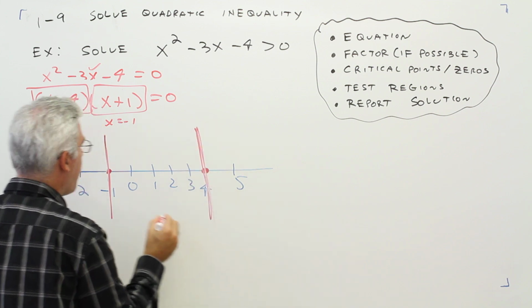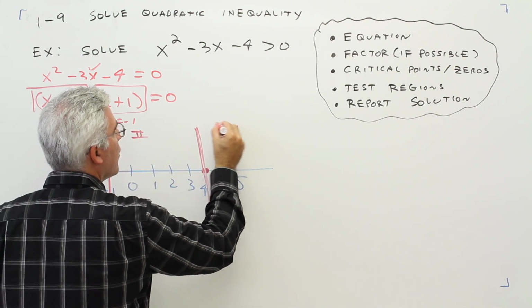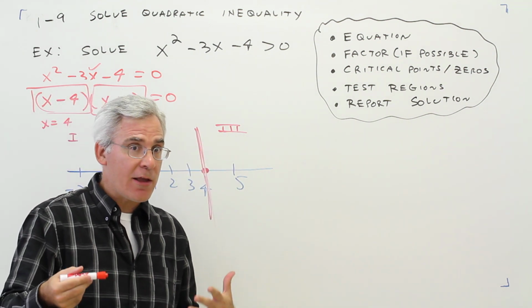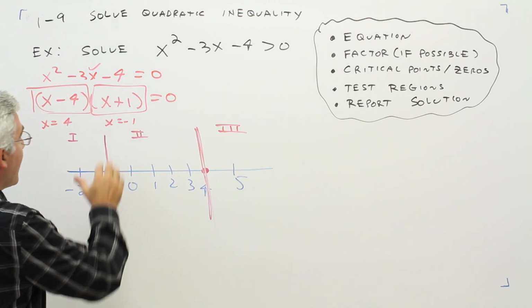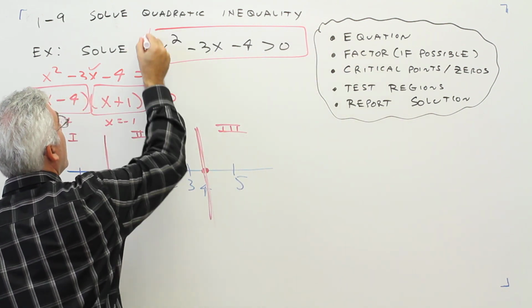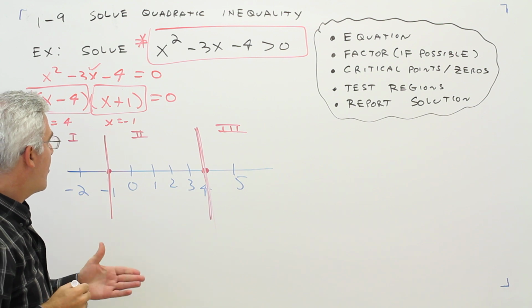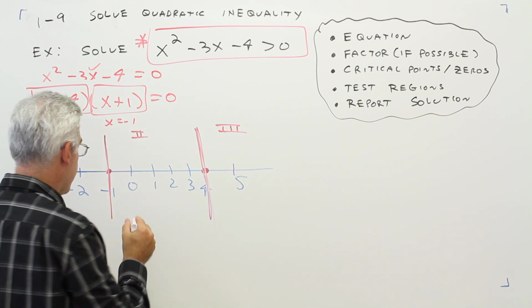So I'm going to break it up into three regions: region 1, region 2, and region 3. And what I'm going to do is check any point in each region and see if it satisfies not the equation, but the initial inequality. All right, so I love 0. I'll just use 0 to check this region.